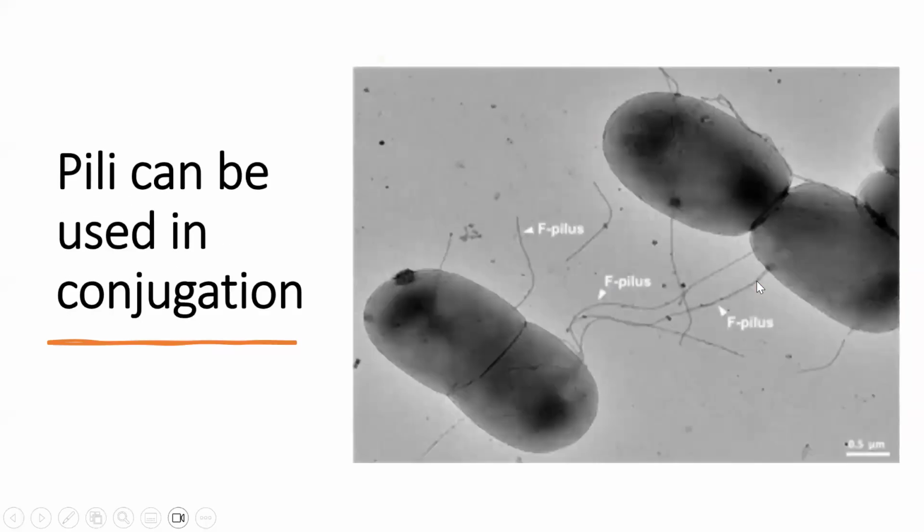Pili can be used in conjugation. So we see these two here, connecting these two cells. This is called an F pilus, for fertility pilus, and it's going to transmit an F plasmid, which is like a fertility plasmid that allows for the formation of this pilus. And so whichever cell is the donor already has the plasmid, and whichever cell is the recipient is going to receive that plasmid.